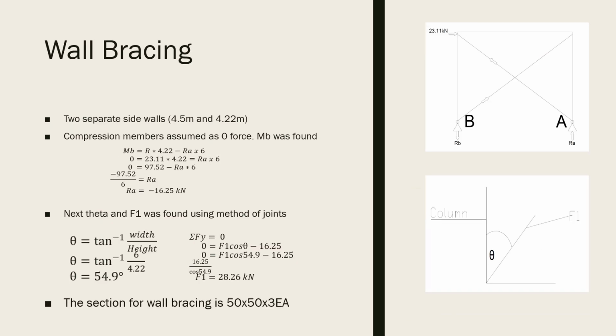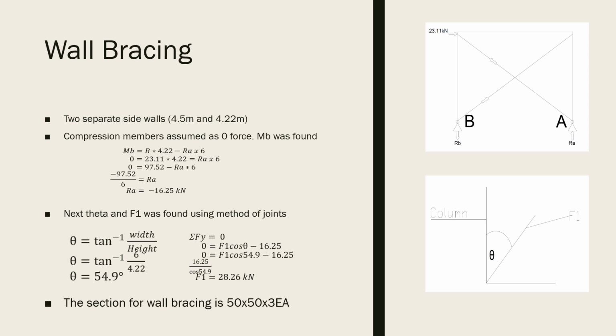The structure had 2 different types of walls, so 2 different separate forms of bracing, one side being 4.5 and one being 4.22 meters. The compression members in the wall bracing are first assumed to be 0 force, and the moment around section B was found, which turned out to be negative 16.25 kilonewtons. After this, theta and F1 were found using the method of joints.